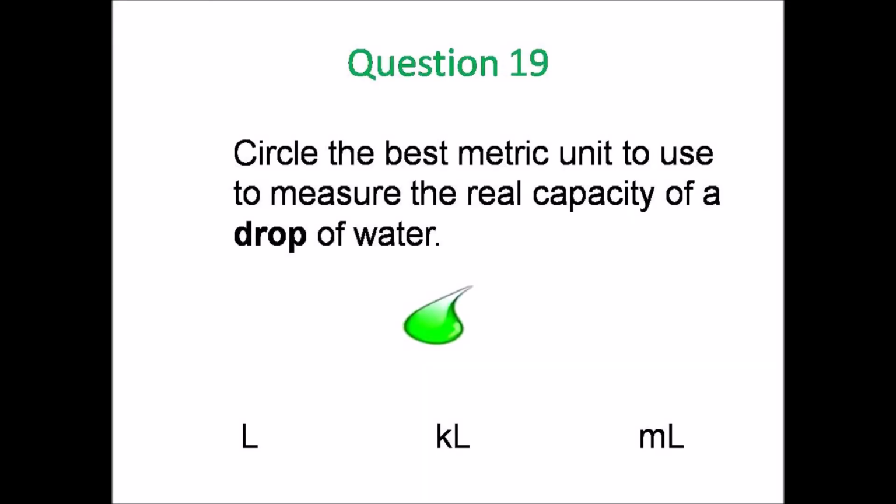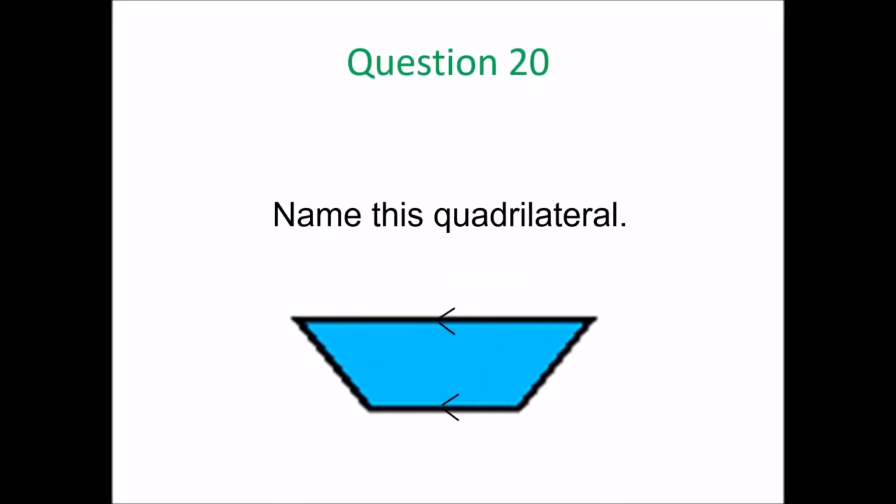And we are moving right along to question 19. Circle the best metric unit to use to measure the capacity of a drop of water. Would you measure it in liters? Would you measure it in kiloliters? Or would you measure it in milliliters? What's the best metric unit to use to measure the capacity of a drop of water?